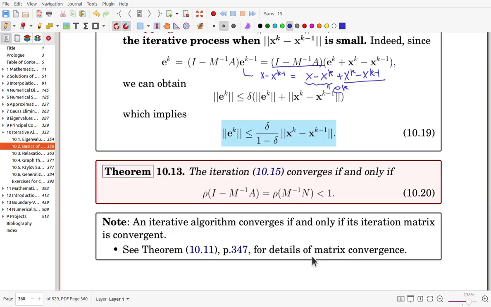Here we have a theorem. The iteration converges if and only if the spectral radius of the iteration matrix is strictly less than 1. Spectral radius is the largest eigenvalue in modulus. So once the spectral radius is strictly less than 1, then all is convergent. And also, if the algorithm converges, then the spectral radius of the iteration matrix must be strictly less than 1. The iterative algorithm converges if and only if the iteration matrix is convergent. For the concept of matrix convergence, you can see the theorem we studied earlier.